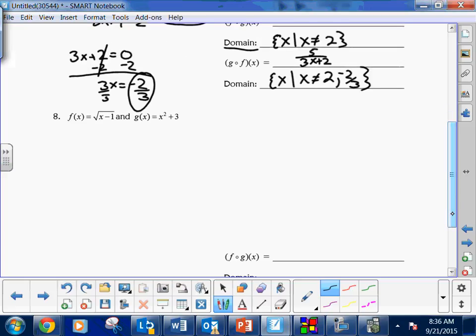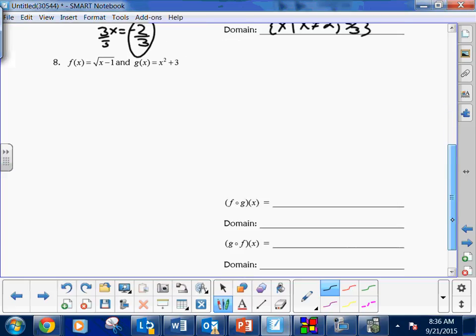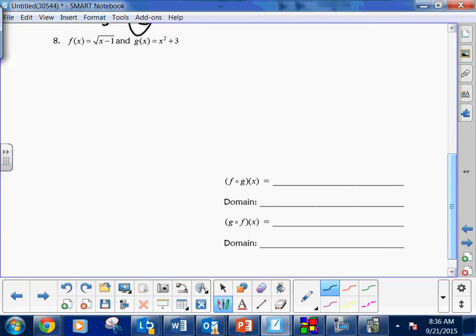Now let's go ahead and work on number 8. They will still want us to compose the function. So with number 8, let's do the same thing. Before we start, you have to find domains. Now with this one right here, there's something special with the square root.